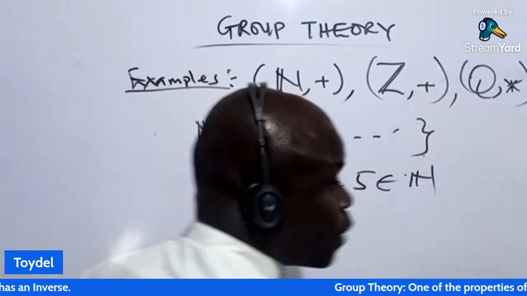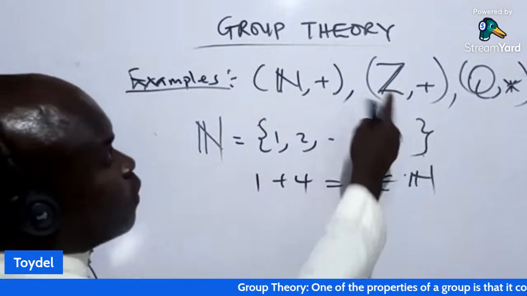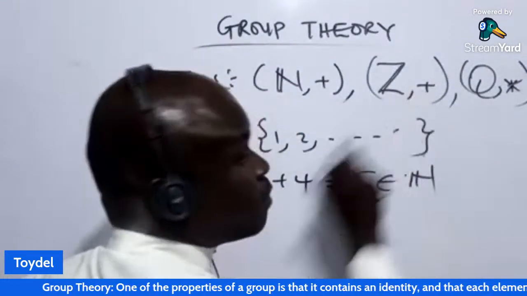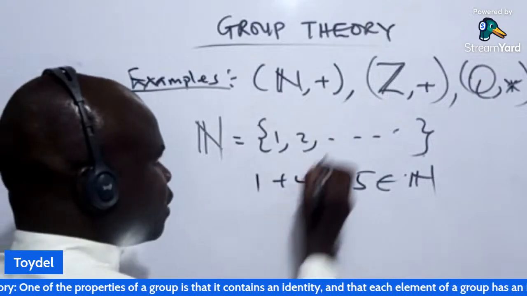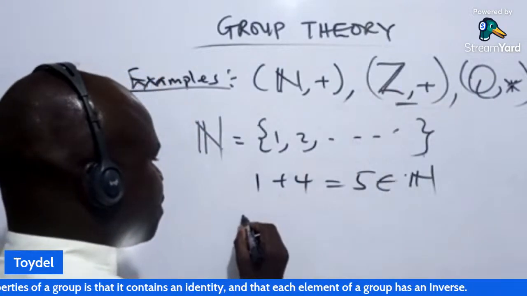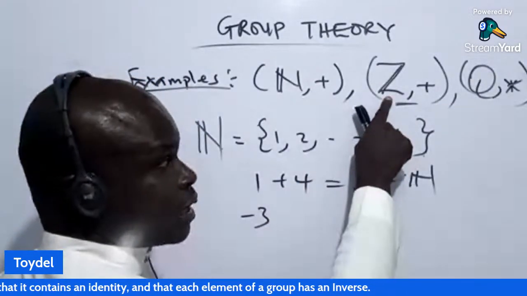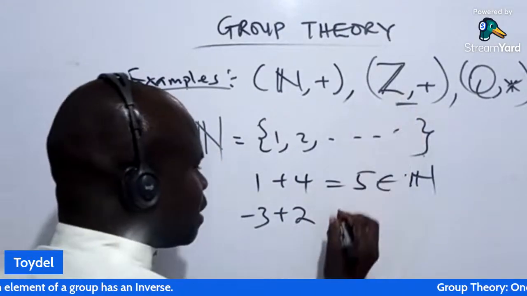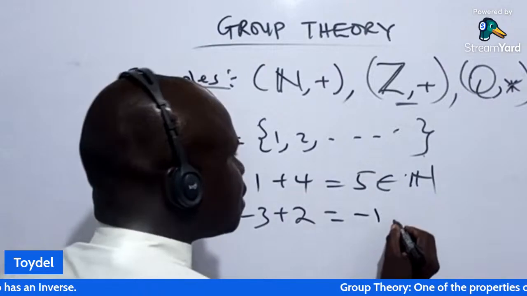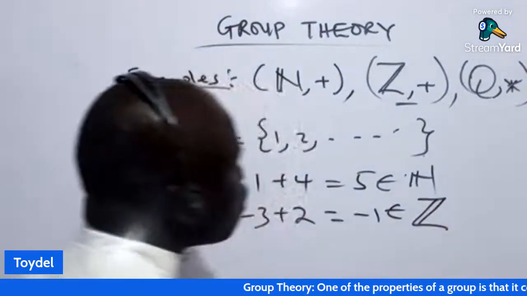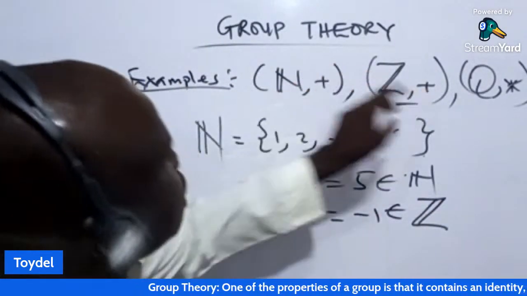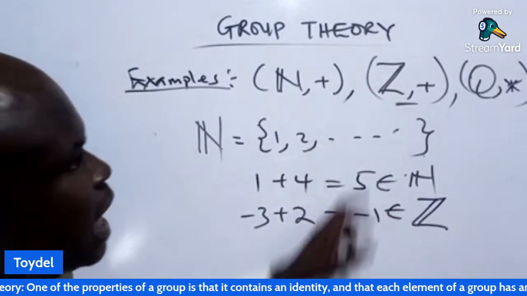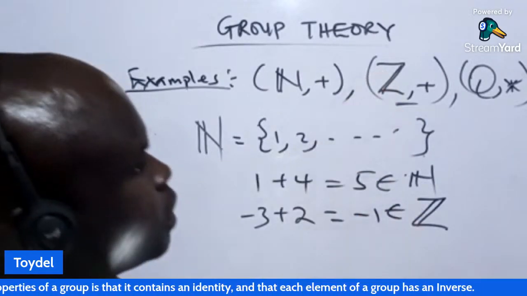Integers under addition is a groupoid. Integers consist of negative whole numbers, 0 inclusive, then positive whole numbers. Under addition it is a groupoid, because let's say we pick -3, which is in the set of integers, then +2, which is also in the set of integers. -3 plus 2 is what? -1. -1 belongs to the set of integers. So integers under addition is also a groupoid, because any element that we pick here, we are going to find it in the integers.